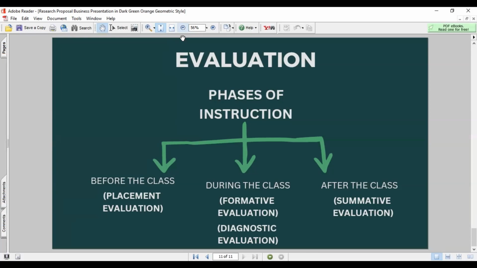Now, still, while you are teaching, there can be certain problem areas, certain places where you need to delve even more. That kind of evaluation is called diagnostic evaluation, in which you find out problems and probable solutions to it. So, all of that happens during the class. And mostly these are informal kinds of evaluations.